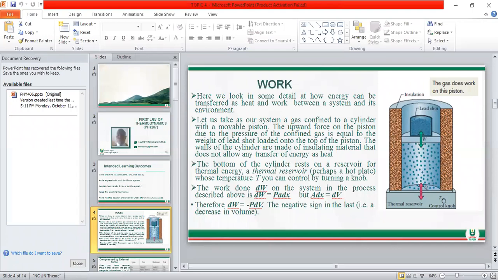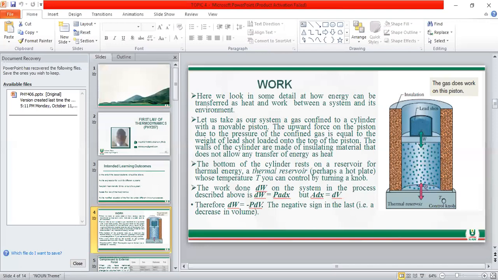The bottom of the cylinder rests on a reservoir for thermal energy, a thermal reservoir, probably a hot plate, whose temperature T you can control by turning up. A hot plate that can control the temperature, can increase it or decrease it. Now, listen to this.